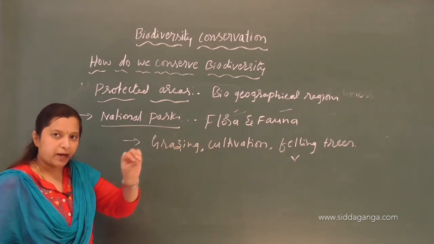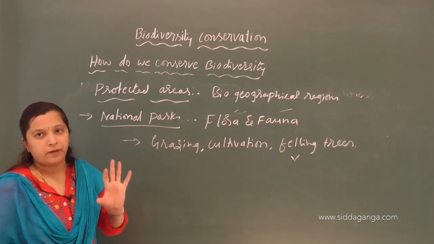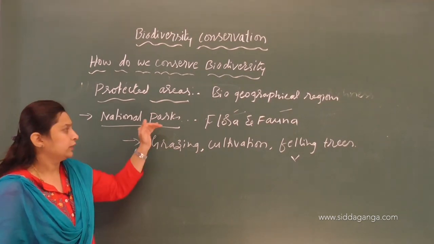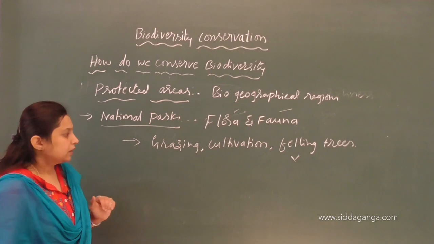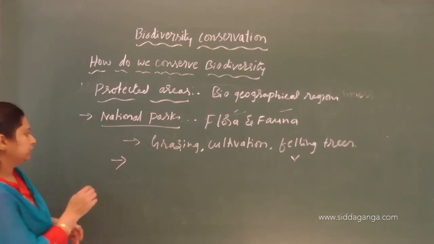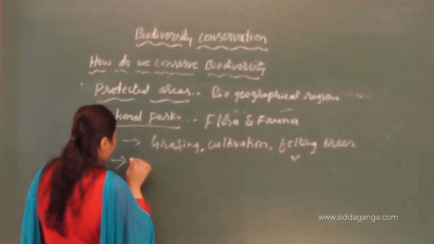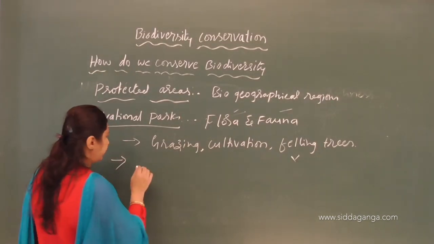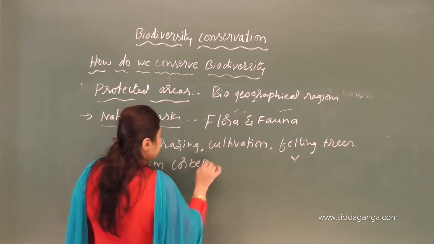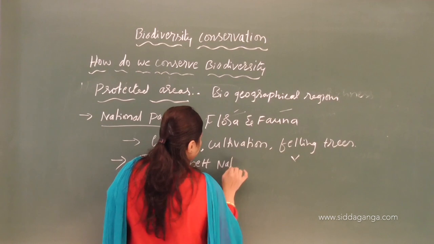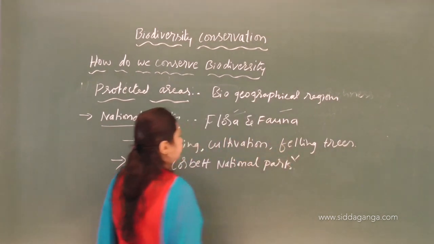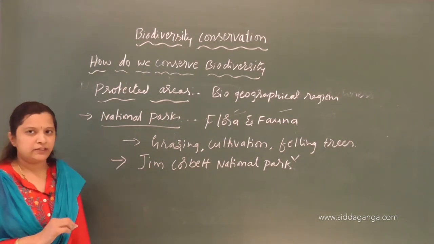In national parks, both animals and plant species are protected, but human activities are not allowed. And the first national park which was established in India is Jim Corbett National Park. Okay, so that is about our national parks.